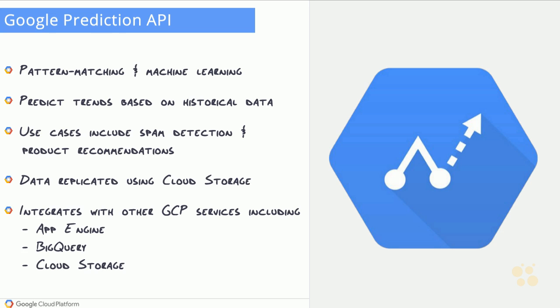Say we've got a bunch of products on a page where people leave comments. We can scan all those comments to see what their tone is, negative or positive. We can do churn analysis. We can do suspicious activity identification. There's a lot of neat things you can do here with the Prediction API, and of course it integrates well with other GCP services where our data might live, BigQuery and Cloud Storage, to name a few.